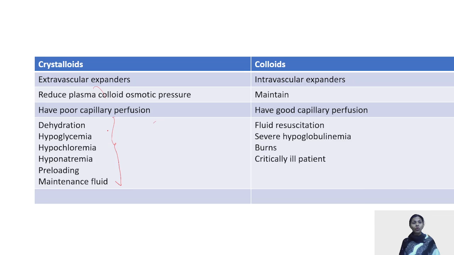Hypoglycemia, you use your dextrose. Hypochloremia, hyponatremia, you use your NaCl. Preloading can be generally done with RL or Plasma-Lyte A, and maintenance fluid can be either of the two.